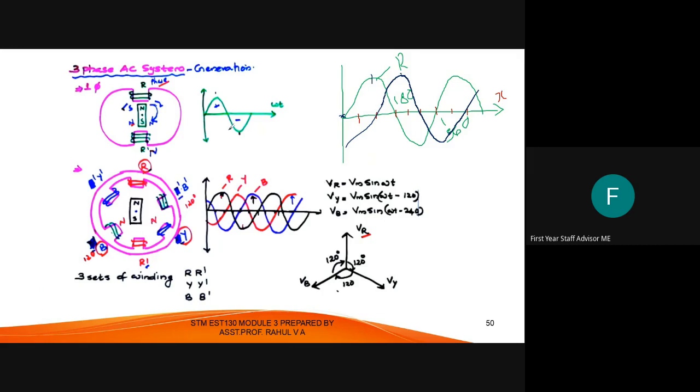Now what I'm going to do is, I have already told that I have placed a Y winding here, 120 degrees away from the R winding. I'm going to place one more winding, as you can see in the second diagram, that is the B winding. Again, it is also 120 degrees from the Y winding.